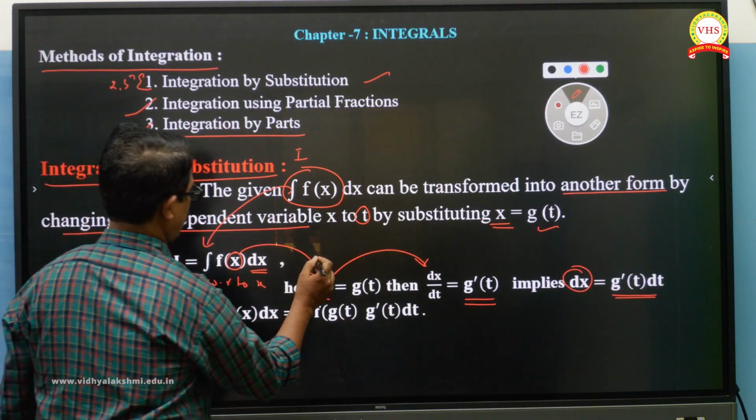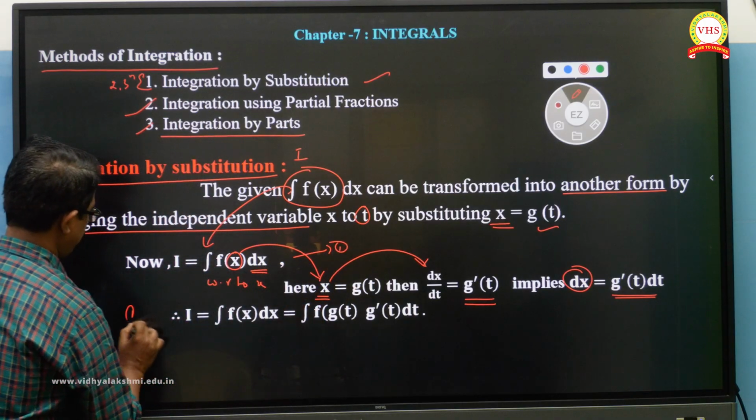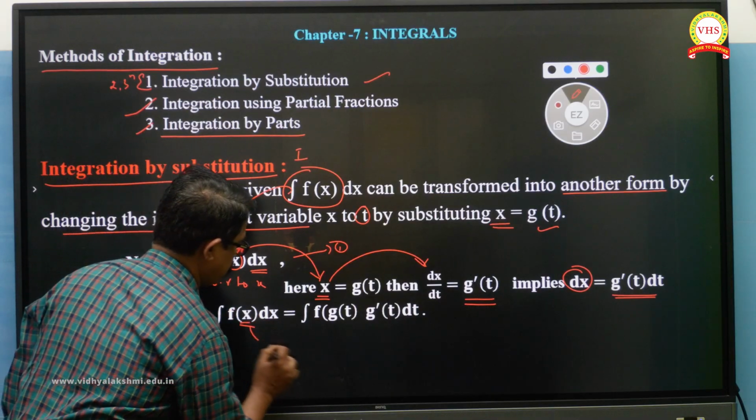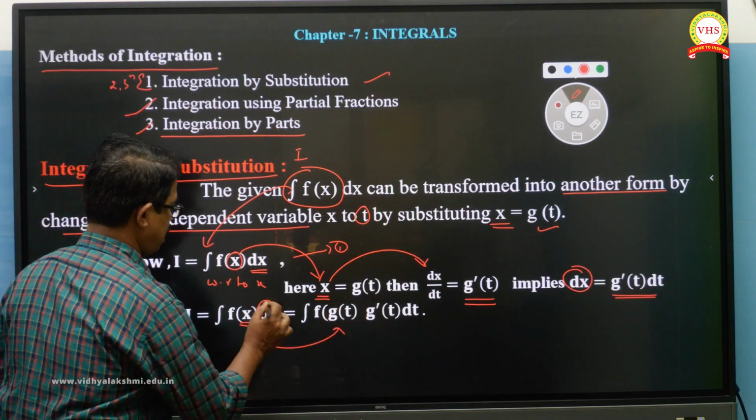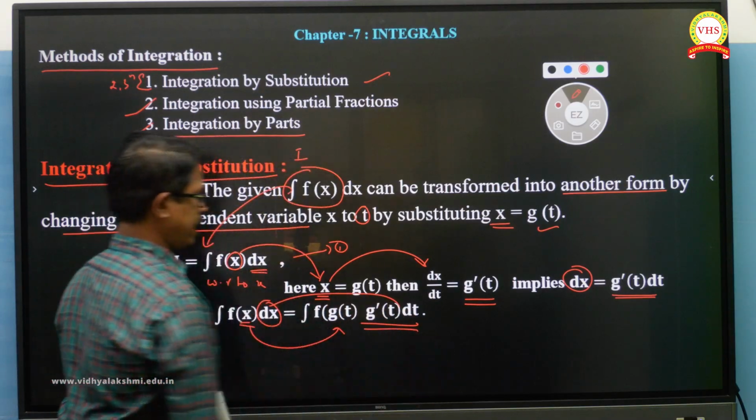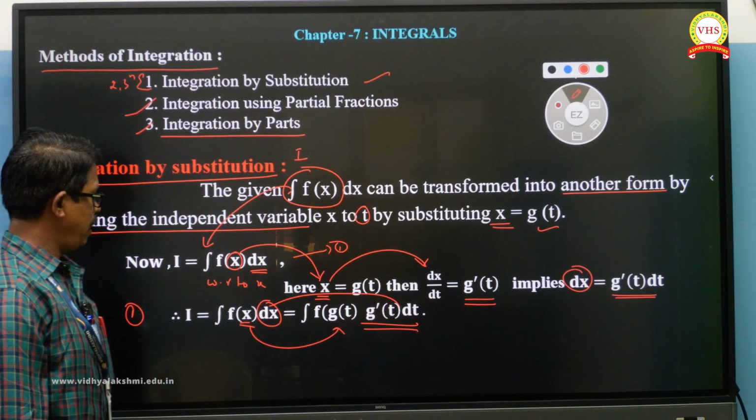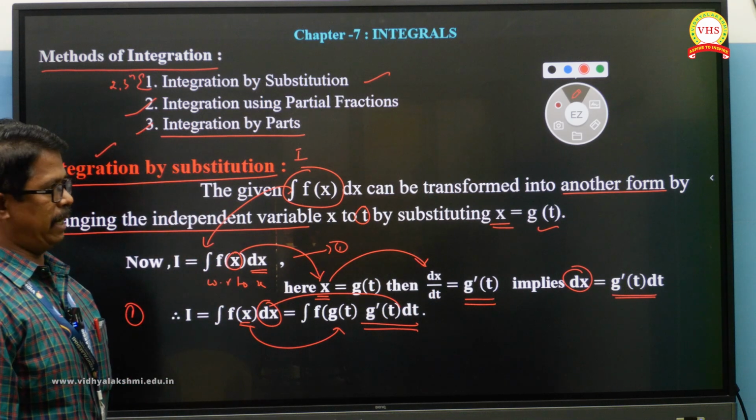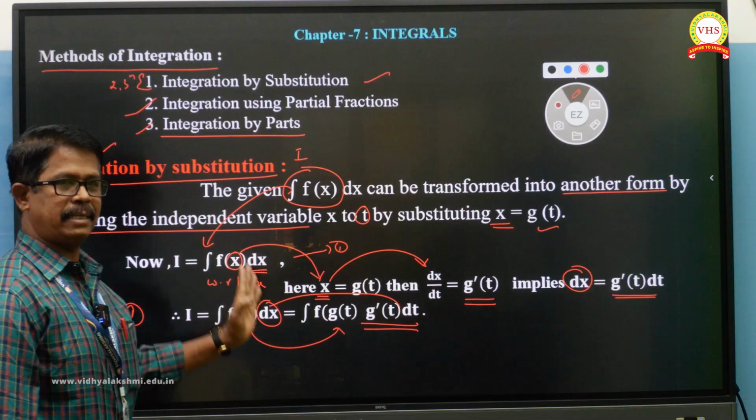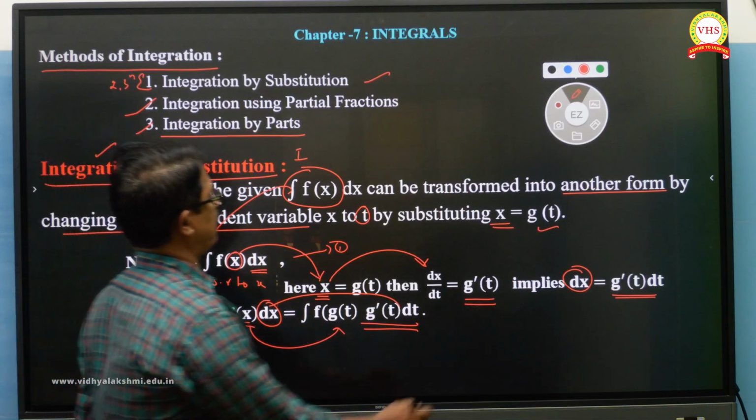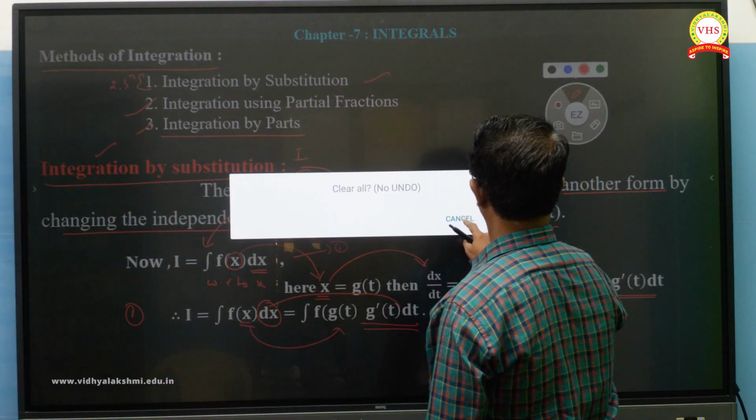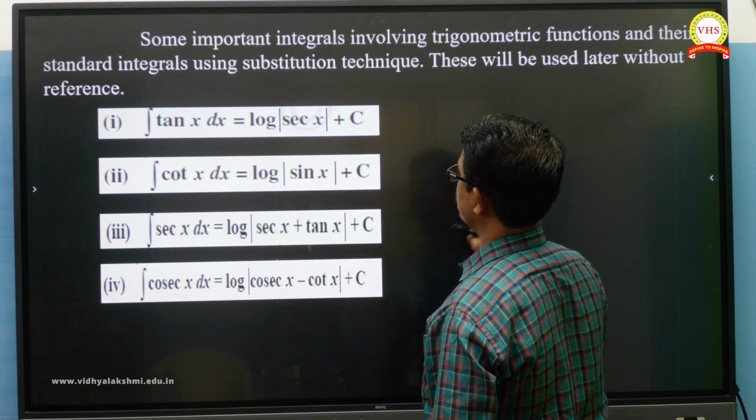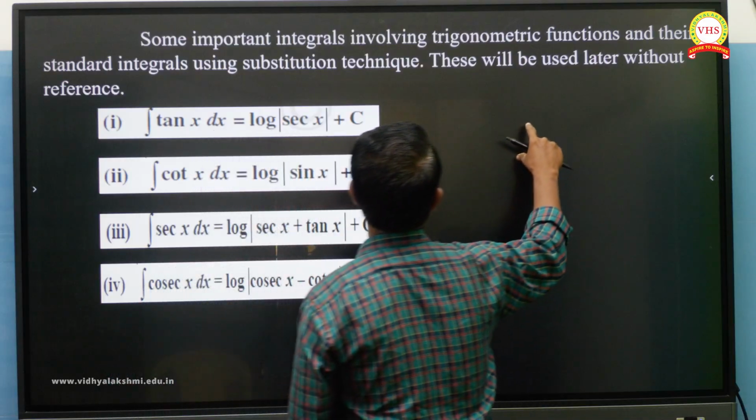Now equation 1 becomes I equal to integral of f of x dx, with x equal to g of t in place of x, and dx equal to g dash of t into dt in place of dx. This is the method we are going to apply, the substitution method. Now we are going to see exercises on the same method. Before that, we are going to see some important formulas we are going to use.